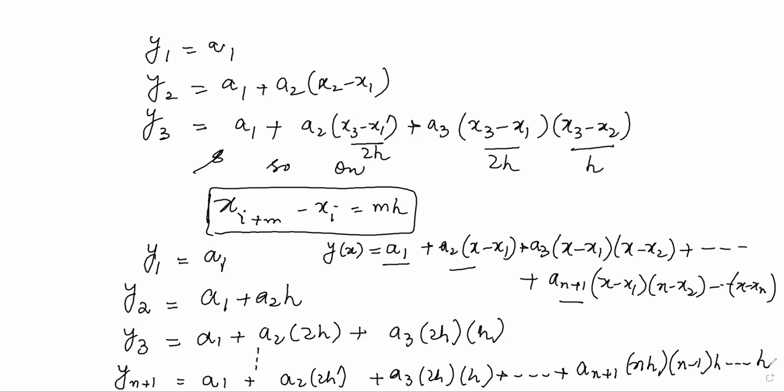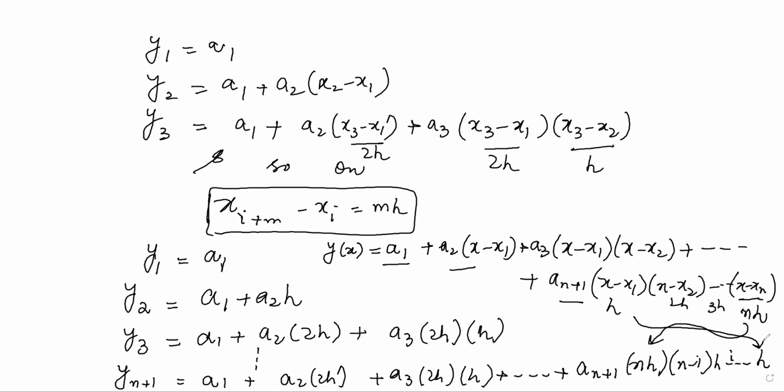Because you have x minus x1, that is h, x minus x2 is 2h. Okay, so this is h, this is 2h, then it will be 3h, then 4h, then you have x minus xn, that is n times h. So I have started from nh. Then it will be (n minus 1)h, (n minus 2)h, and finally it will reach h. So this is y(n+1).